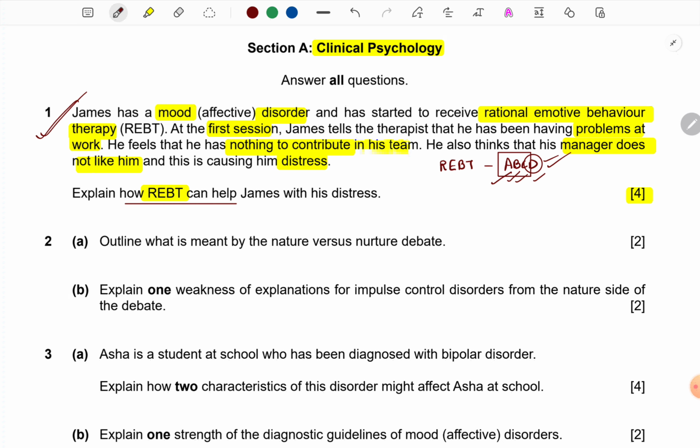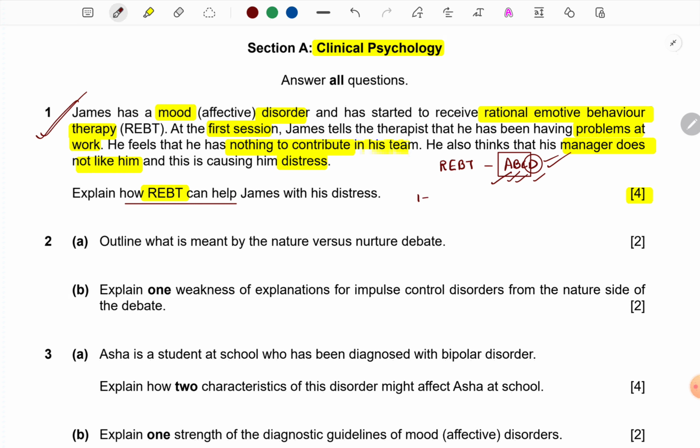You need not write anything descriptive of REBT in this answer. You directly have to start addressing James' scenario. That is how all AO2 answers are written. All scenario situation based answers are written. Firstly, you have to start off by saying what will happen in the therapy. Think of this as a step-by-step procedure that you are giving of what James will do in the therapy. Anytime in the paper, before you write anything, you should have an outline in your mind.